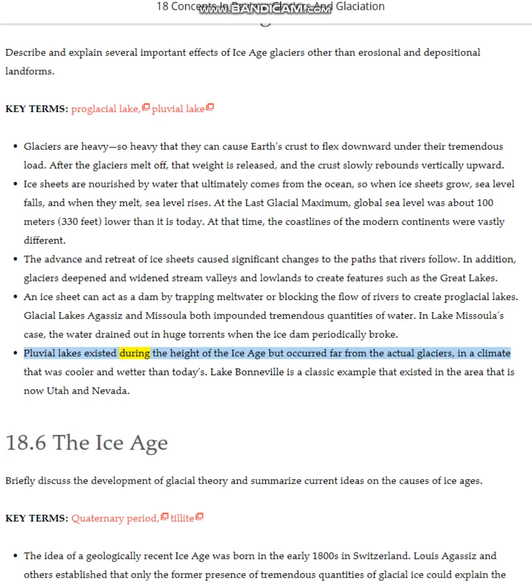Pluvial lakes existed during the height of the Ice Age but occurred far from the actual glaciers, in a climate that was cooler and wetter than today's. Lake Bonneville is a classic example that existed in the area that is now Utah and Nevada.